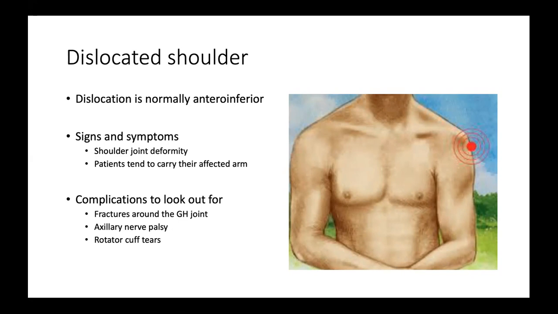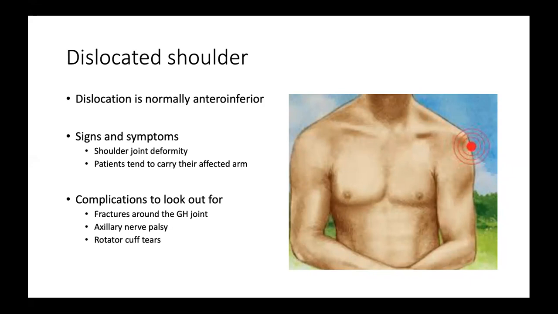So complications that you can look out for is fractures to the GH joint. Have you guys heard of Bankart fracture or Hill-Sachs fracture? No? Okay. So you know how if you dislocate something, you're basically popping something out? Sometimes in the moment of popping, you can actually damage the bone and the bone comes off too. Okay? It's got two names because you've got two bones involved.